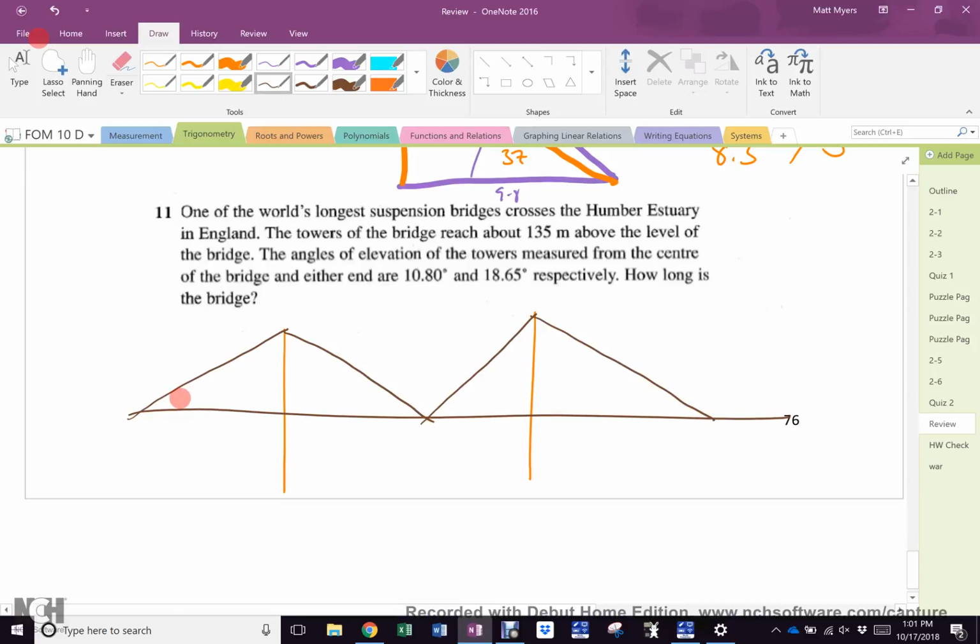One of those towers has an angle of 10.8. The other one is 18.65. The height is 135. So when you find X and Y, what do you do? Add them. And then what do you do for the length of the bridge? Multiply by 2.